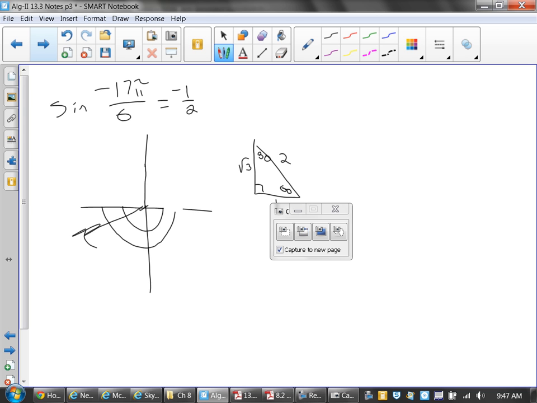Wait, shouldn't it be in the fourth quadrant? Here, let's start over. I didn't do this problem yet. Let's look at it now together.